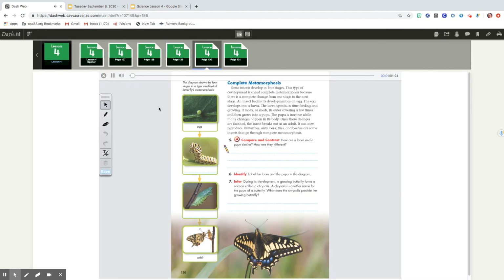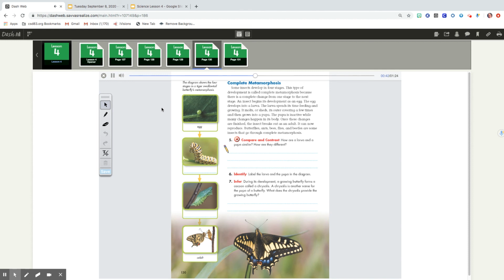Complete metamorphosis. Some insects develop in 4 stages. This type of development is called complete metamorphosis because there is a complete change from one stage to the next stage. An insect begins its development as an egg. The egg develops into a larva. The larva spends its time feeding and growing. It molts, or sheds its outer covering, a few times and then grows into a pupa. The pupa is inactive while many changes happen in its body. Once these changes are finished, the insect breaks out as an adult. It can now reproduce. Butterflies, ants, bees, flies, and beetles are some insects that go through complete metamorphosis.